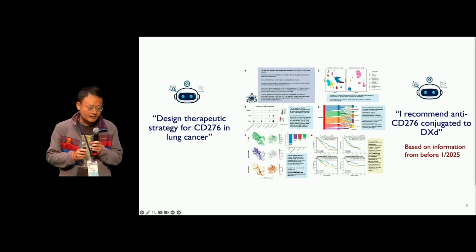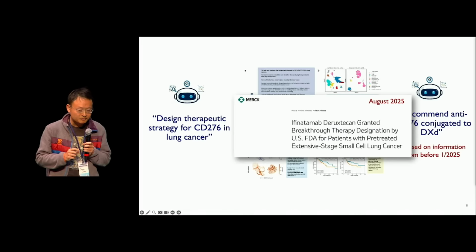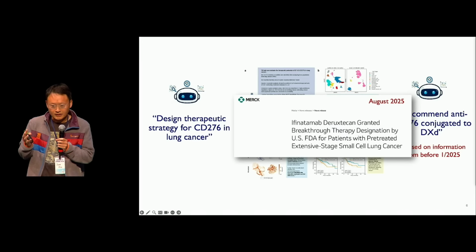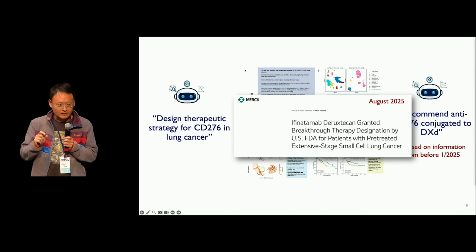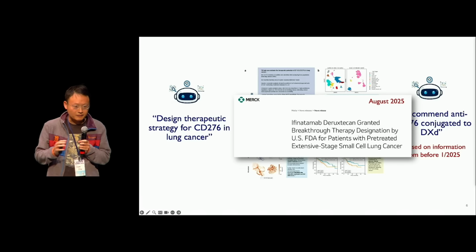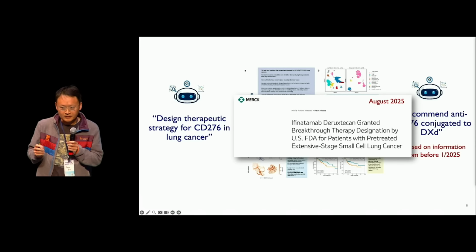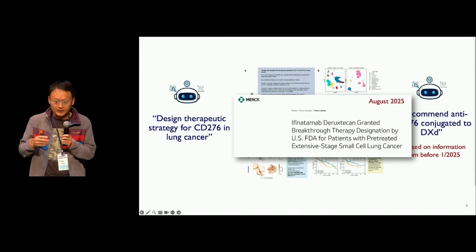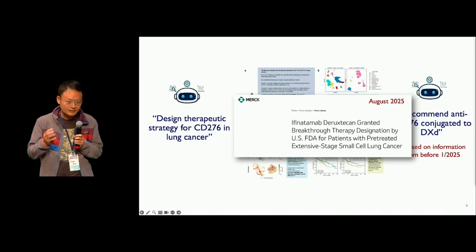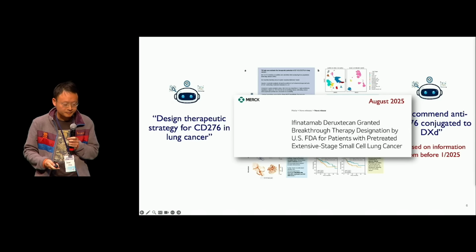What was really exciting was that several months later, Merck, a large company, independently designed the same antibody drug conjugate for CD276, and experimentally tested it in human populations to show that it's quite effective, which received FDA breakthrough designation. This to us was really exciting as a way to see how the designs from a virtual biotech can be independently corroborated by human studies, in this case from Merck.